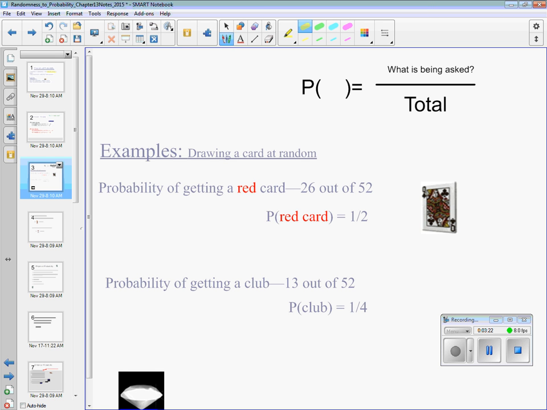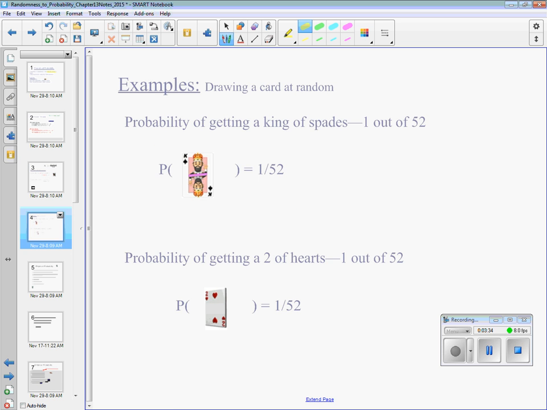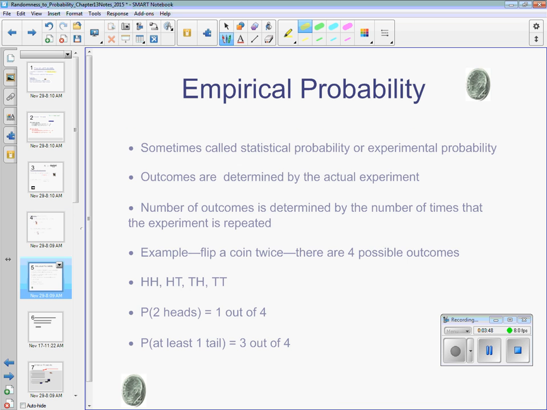Same thing, probability of getting a club. There are 13 of those out of a total of 52, and that reduces to 1/4. And that makes sense. There are 4 suits, so the probability of getting a club is just 1 out of those 4. Okay. So, what's the probability of getting a king of spades? Well, there's only 1 of those, right? It's a unique card in the deck, so it's just 1 out of 52. Same thing for a 2 of hearts. There's just 1 of those, so it's just 1 out of 52.